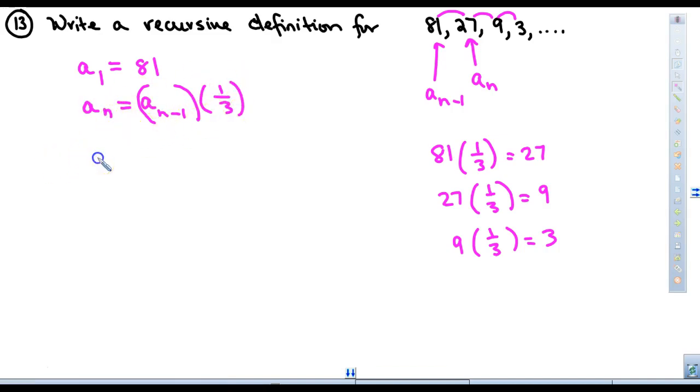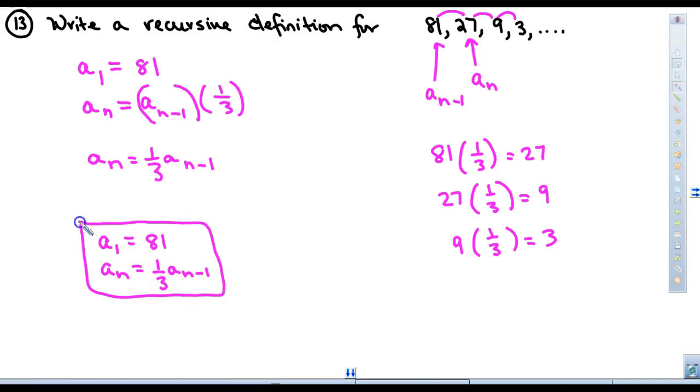And we write that a little bit better simply by putting that 1/3 in front of a sub n minus 1. Okay? So your recursive formula, I can actually write that better than that. You would write your initial condition first, and then a nice pretty little recursive formula underneath it as a sub n equals 1/3 a sub n minus 1. So you actually want it to look like this. Okay? So that is all there is to recursive and explicit formulas for arithmetic and geometric sequences.